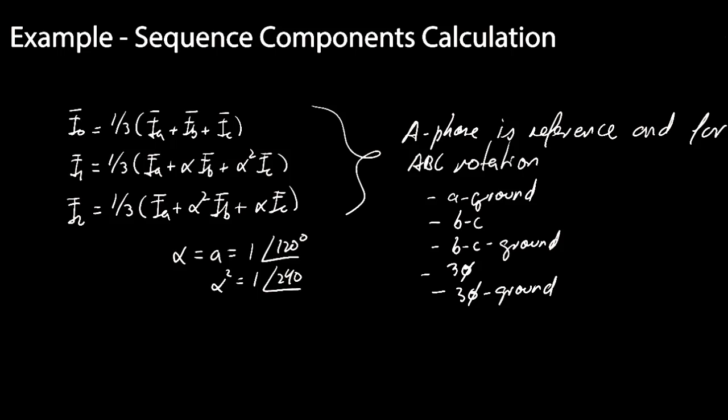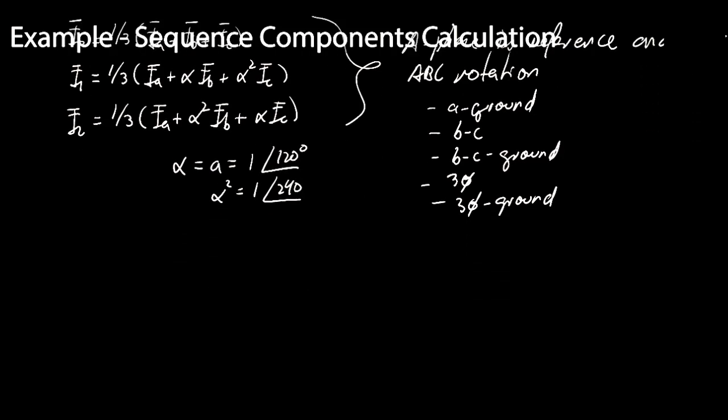So again, these equations assume that the faulted phase, if it's a single line to ground fault, is the A phase. If it's a phase-to-phase or a phase-to-phase-to-ground fault, it assumes that the faulted phases are B and C phases. And of course, they can be applied to a three-phase fault since those are balanced. So just a quick point that I want to make.